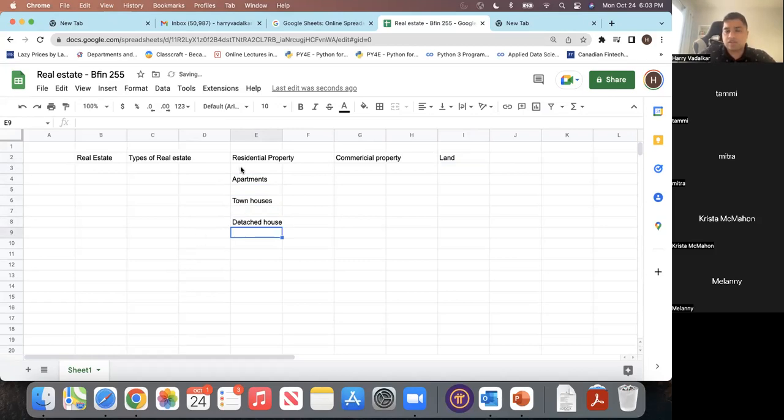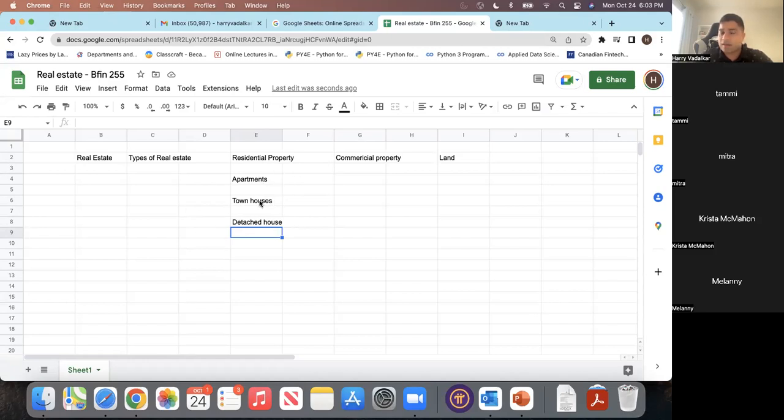Okay, so within residential property you can have an apartment. Apartments are basically, visualize it like a condo unit. So you have, let's say, 20-30 units in your building and one of the units belongs to you. Okay, townhouses are similar to apartments, but the number of people living with you is lower. So let's say an attached townhouse may just have another family living beside you. A detached house is where you have separation between different houses.